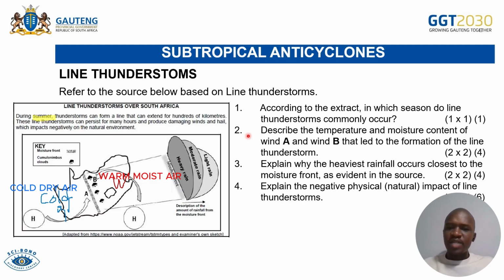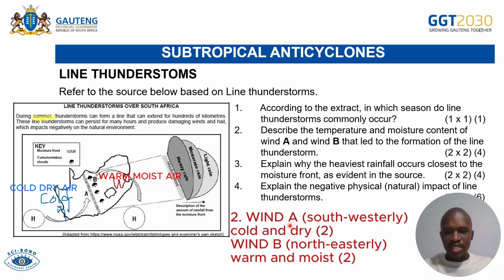Number two, describe the temperature and moisture content of wind A and wind B that led to the formation of the thunderstorm. When you're given this answer, be specific. You must put A, then give us the temperature and moisture content of the wind. Remember, this is A, on the west. I told you on this side we have a cold air mass. The temperature of the air is cold, and the moisture content is dry. So you have 1 mark for saying cold, 1 mark for saying dry. That's 2 marks. At A we have cold, dry air.